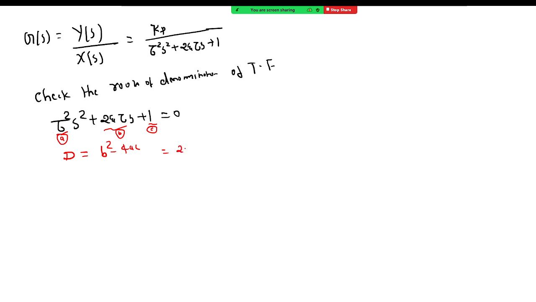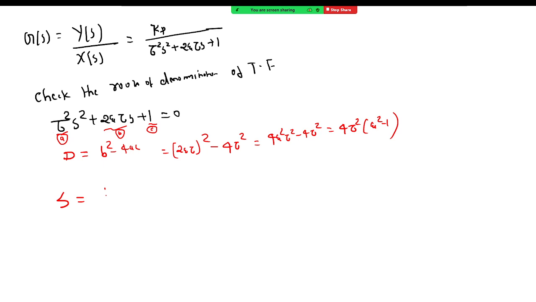So I can write (2 zeta tau) whole square minus 4 tau square. Is it clear? So that is equal to 4 zeta square tau square minus 4 tau square. So you can take 4 tau square common, so that is zeta square minus 1, right? Once you have calculated the determinant, you can calculate the value of s.